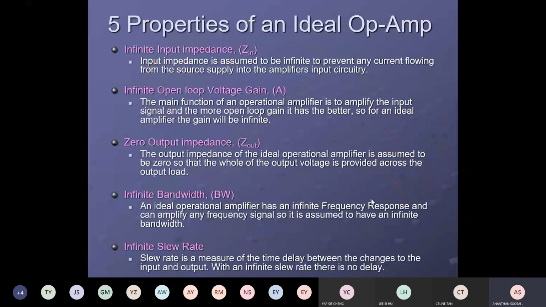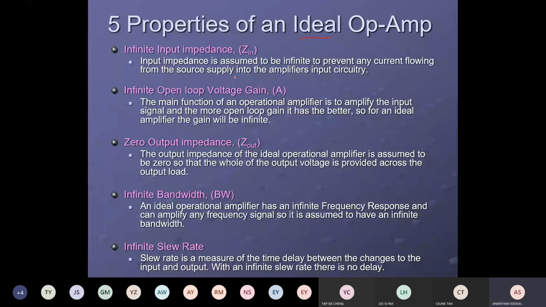Okay, guys. These are the 5 properties of an ideal operational amplifier. You must remember them. In the exam they might ask you to list out 3 properties of an operational amplifier. The first property is that the operational amplifier has an infinite input impedance.